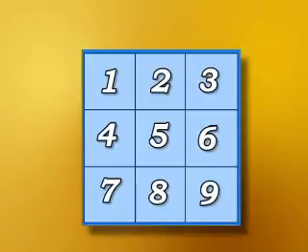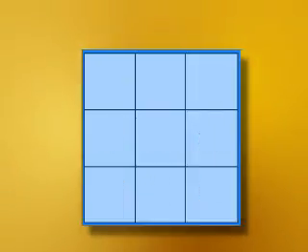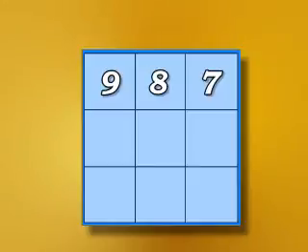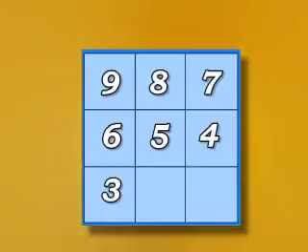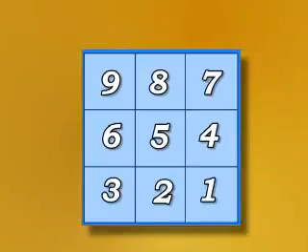Can you count backwards? Let's count backwards from 9 to 1. Come on, let's do it together. 9, 8, 7, 6, 5, 4, 3, 2, and 1. Brilliant as always. Now, I'm sure you remember how to use our grid.